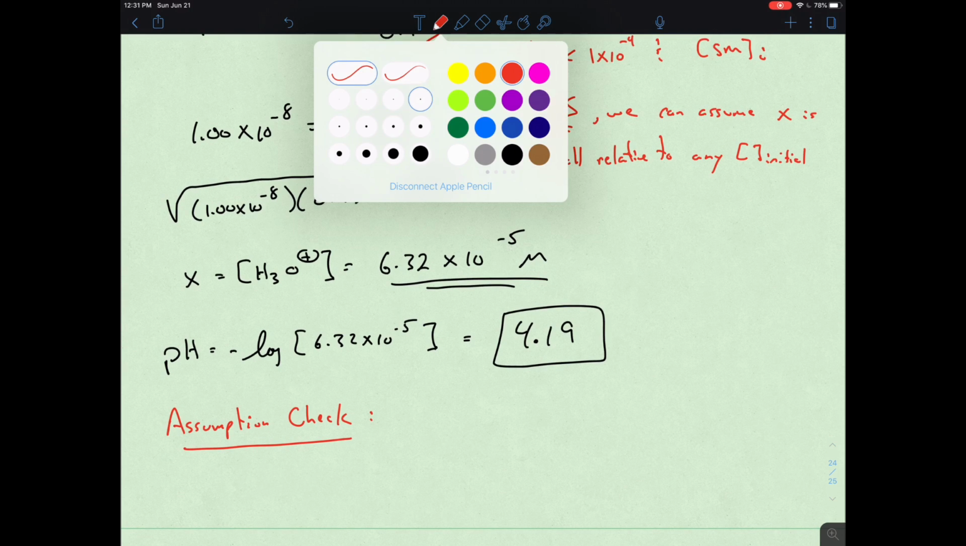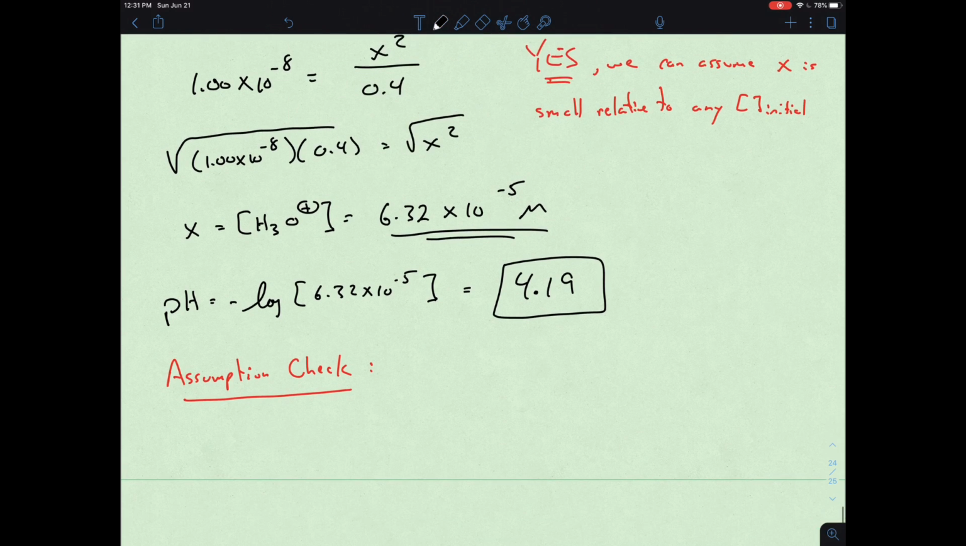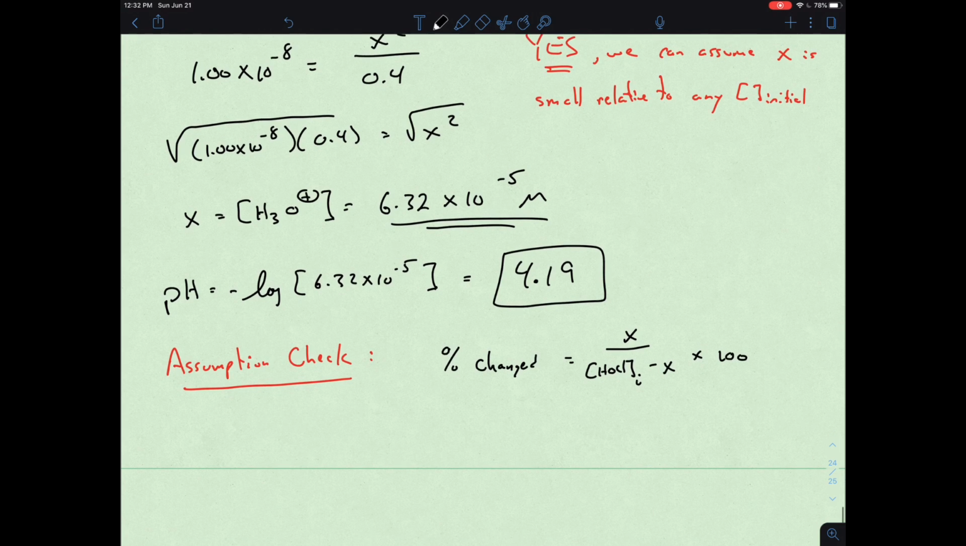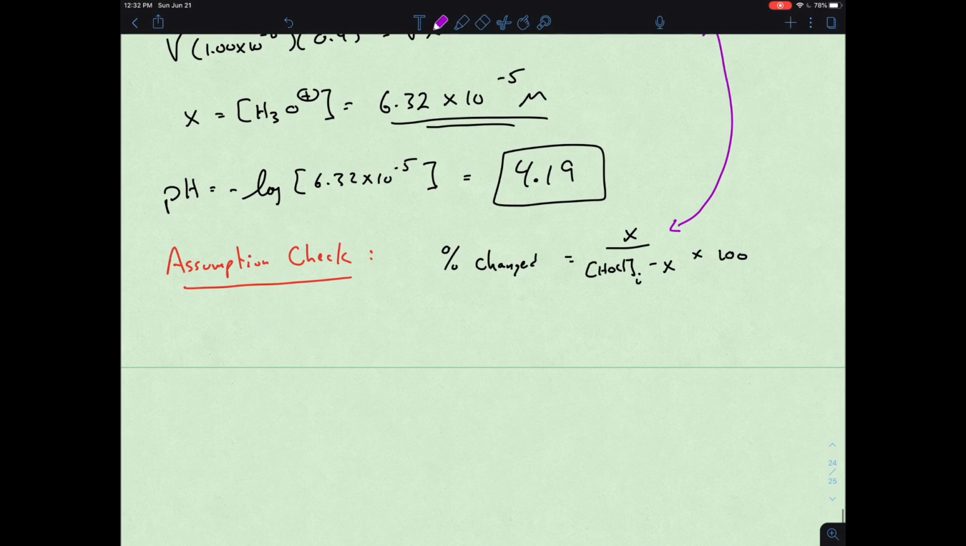And so we would need to maybe do percent unchanged, or I'm sorry, let me do percent changed, which would equal x over HOCl initial minus x, times 100. And again, we need to do that because of the assumption that we made, so now we need to actually check it.